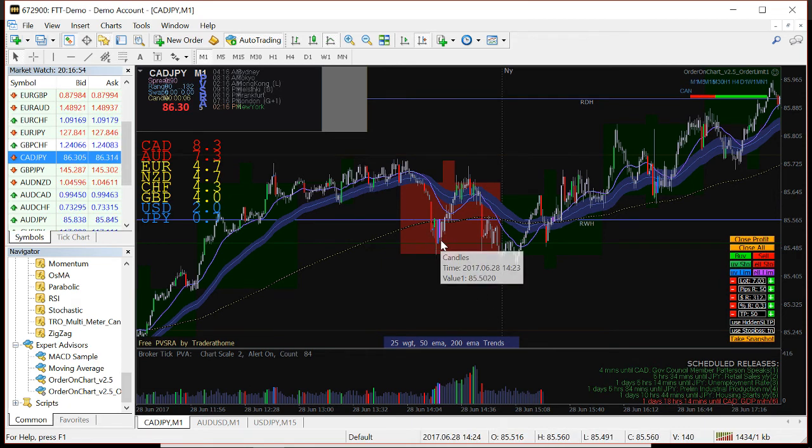Because it failed to break this key level. Okay, so it doesn't break this key level, and after this, it goes all the way up and then breaks this 200 EMA and price goes up. So you know that they're filling long orders here. Okay, so they fill long orders and they go all the way here. Okay, and then what happens?